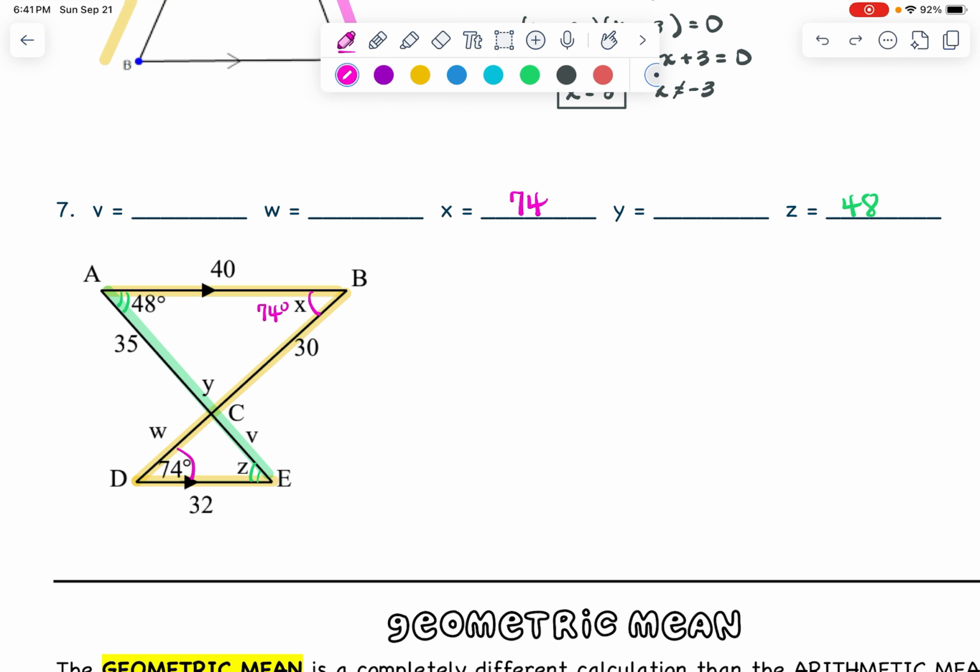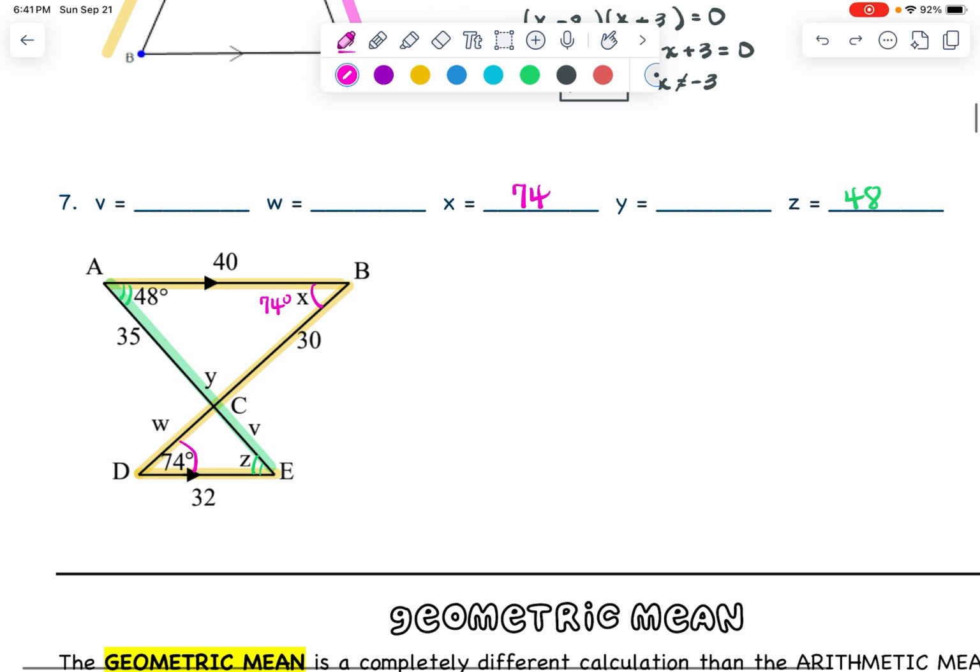I'm going to type that in my calculator. 180 minus 48 minus 74. Oops, I did a double negative. Sorry. Minus 74. Delete. There we go. And I'm getting 58 degrees for Y.